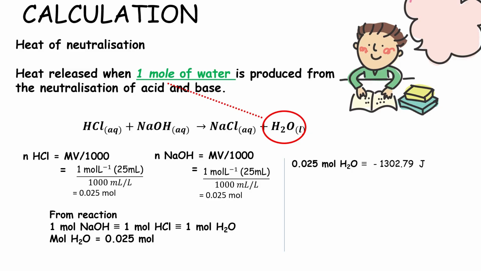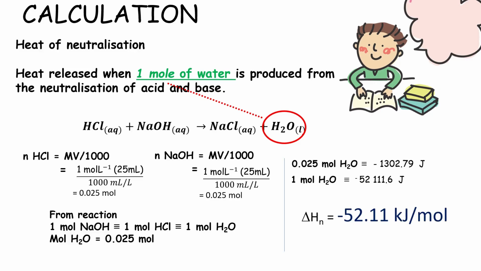0.025 mole of water releases 1302.79 joule. 1 mole of water will produce 52,111.6 joule. Therefore, we can say that the enthalpy of neutralization for the reaction is negative 52.11 kilojoule per mole.